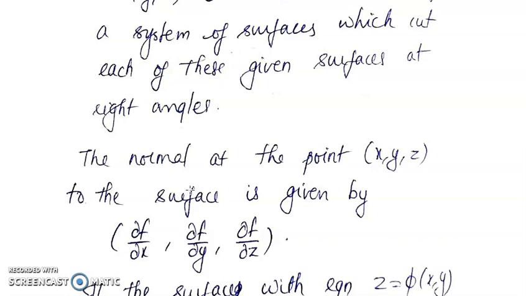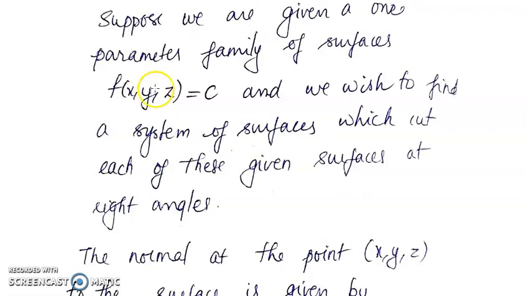So we are again going to use the simultaneous differential equation to find these surfaces. So the surfaces will be obtained as the integral surface of a first order PDE. So we'll look at how do we get that. So the normal at the point x, y, z to the surface. So you have the surface f of x, y, z equal to c.